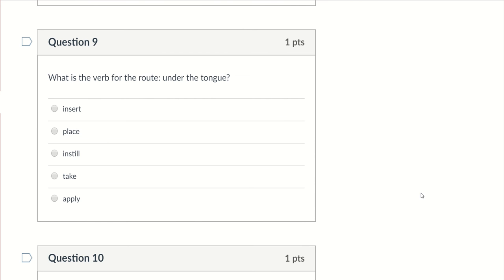Number 9. What is the verb for the route under the tongue? So what verb do we use for administering drugs under the tongue? Insert, place, instill, take, or apply. So make sure you use place. Don't use take because they might swallow it.